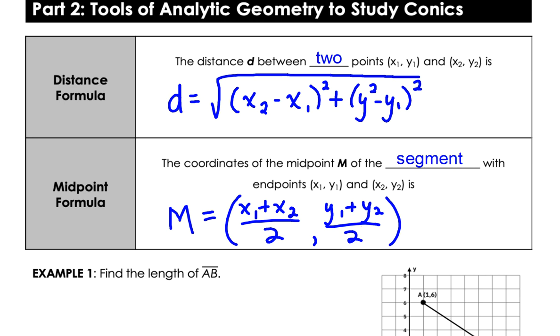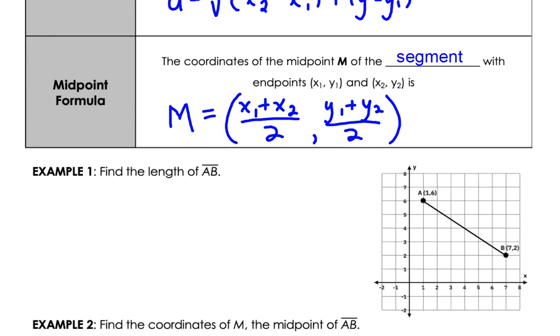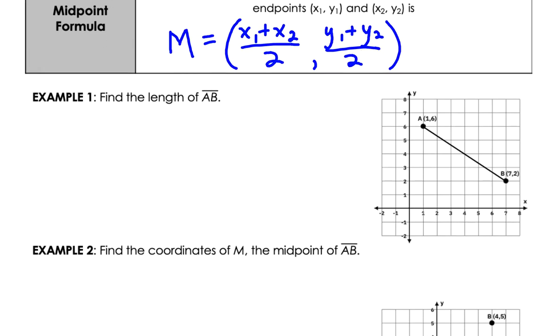So those 2 formulas are something we're going to use throughout the next few sections in order to find key points of conic sections. So we're going to practice with those a little bit here. So in example 1, we want to find the length of segment AB. So you can see in the picture that point A is at 1, 6 and point B is at 7, 2. So anytime we want to find a length, that's a distance.